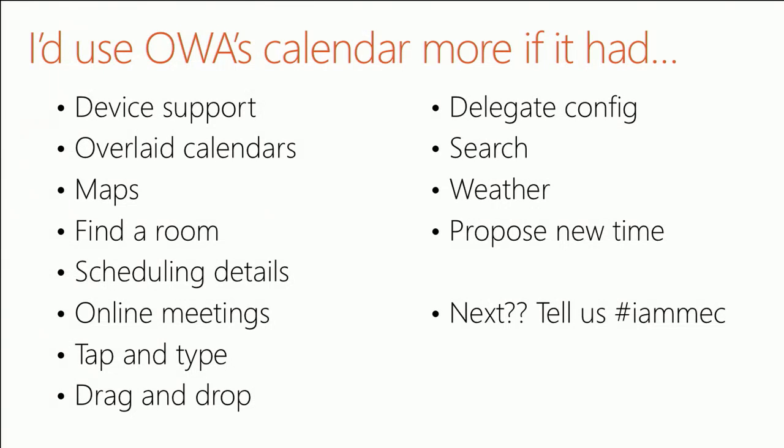So if you look on the left side, these are the things that we delivered in 2013. Overlaid calendars, find a room, things that you get in Outlook today. We also tried to leverage the fact that we're now in the cloud, so we did a little bit of work with other services like Bing. Has anybody ever tried to add a location in OWA and get the nice little map? Anybody tried that? A couple people. Okay, mostly from Exchange. All right, I'll show you that in a moment.